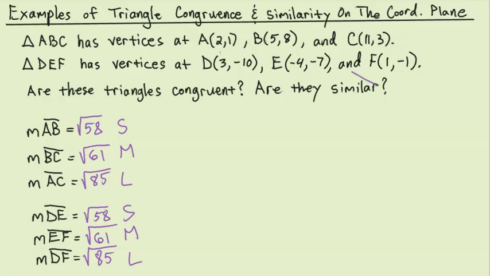So remember, to find out whether they're similar, we're going to put the largest measure from one triangle, square root of 85, over the longest measure from the other triangle, square root of 85. So here's the proportion of our sides. Well, square root of 85 divided by square root of 85 is 1. Then we're going to do the middle sides. Square root of 61 over square root of 61. Well, that's also equal to 1. Okay?